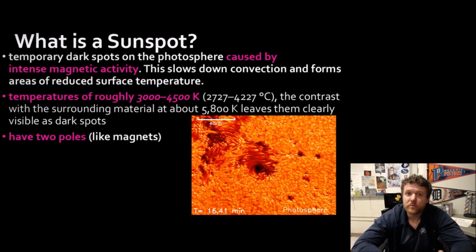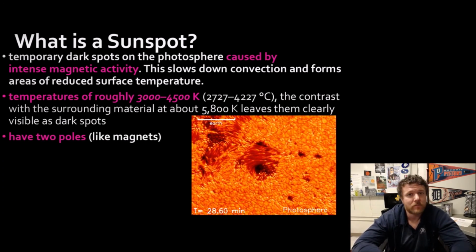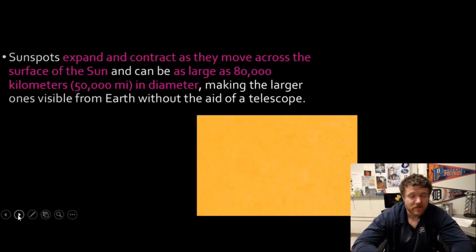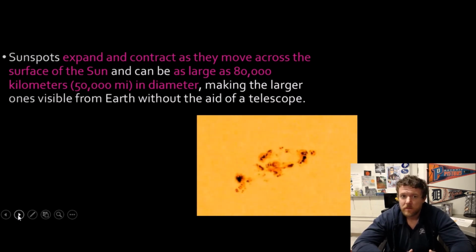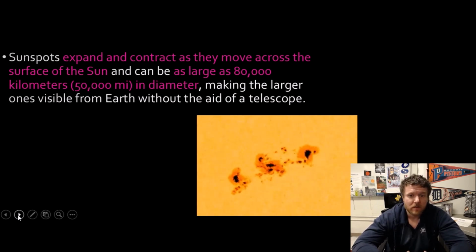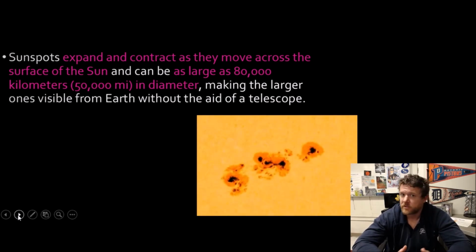Sunspots actually have two poles. They have a north pole and a south pole, just like a magnet would. Sunspots, to me, actually look like they're alive. They look like they're living organisms, like an amoeba or something. This is actually a time lapse of actual sunspots that are happening on the surface of the sun. They appear, they move, they expand, they contract, they merge together, they break apart, they change size, they change their shape, they change their position.